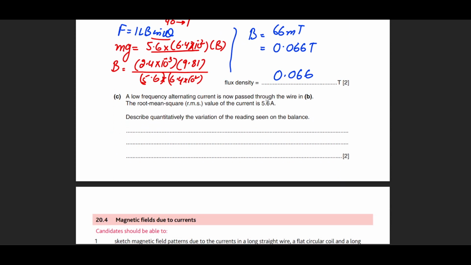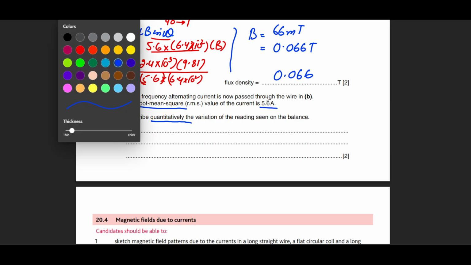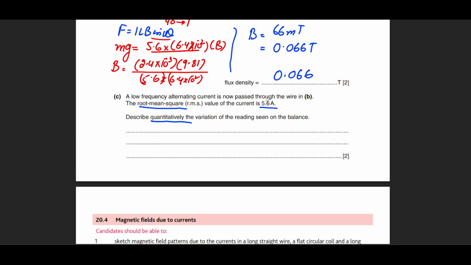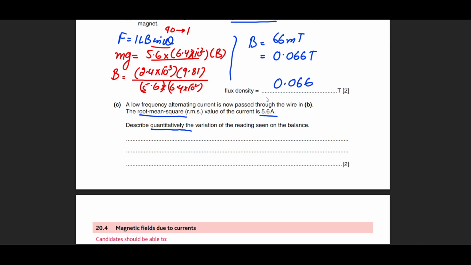Then he says that a low frequency RMS value of 5.6 is introduced. He says describe quantitatively. Whenever he says describe quantitatively, you'll have to solve the question and then discuss its values. If it had said qualitatively, we could have discussed this theoretically only. But now we have to discuss it with values. If this is the RMS value, multiply this with root 2 to get the peak value, I peak, which comes out as 7.9 amperes. You'll have to solve the question again using F equals ILB to find the value of mass.